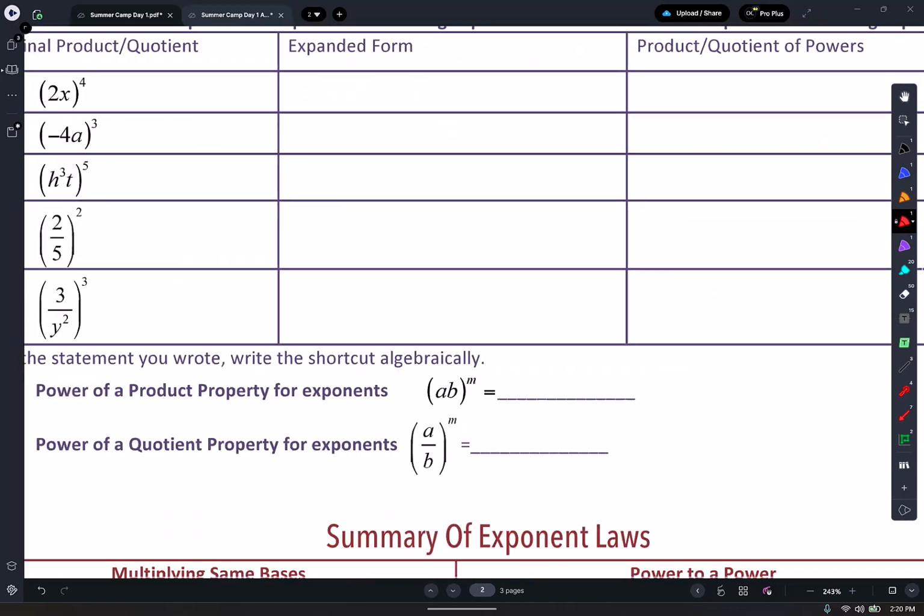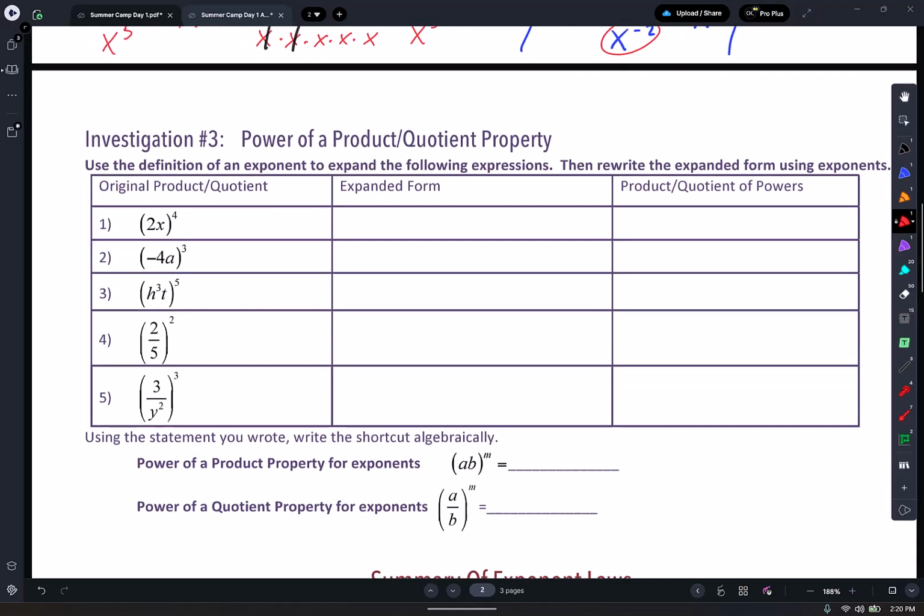Okay. All right, here we go, guys. Let's go to the next page. Turn the page. And now we're just using the properties. And I know this is not the most exciting.